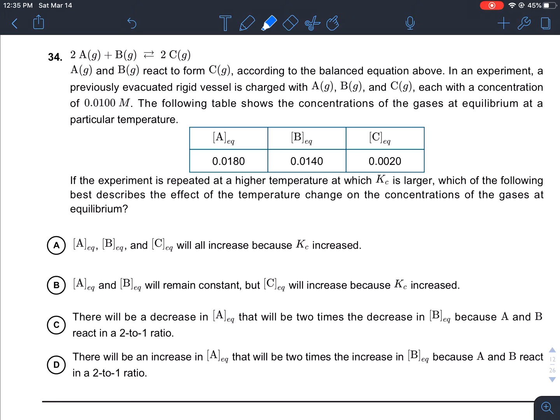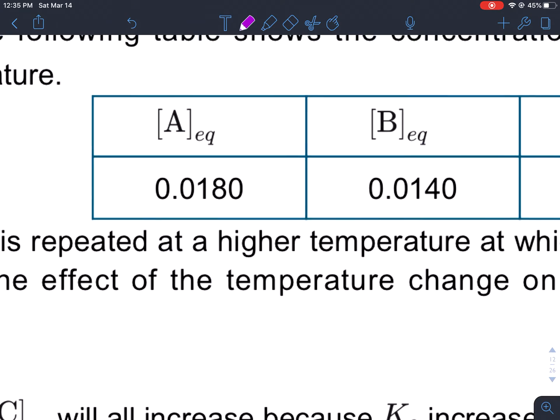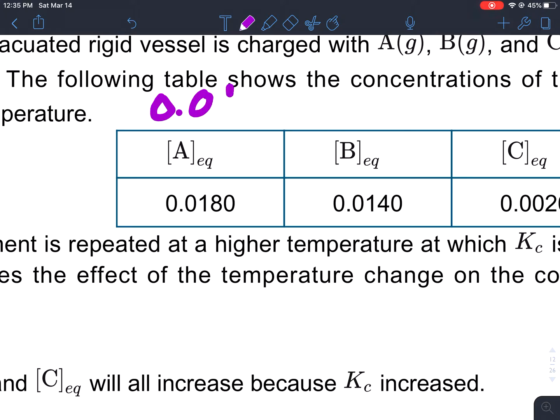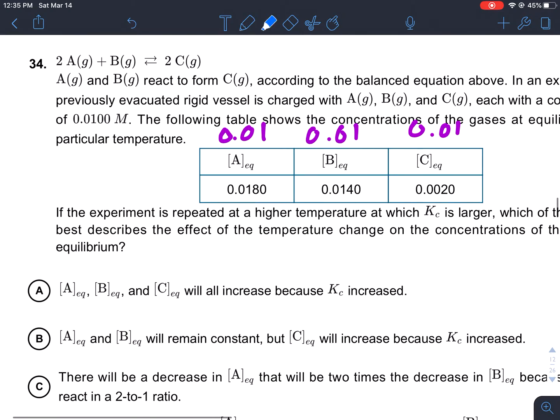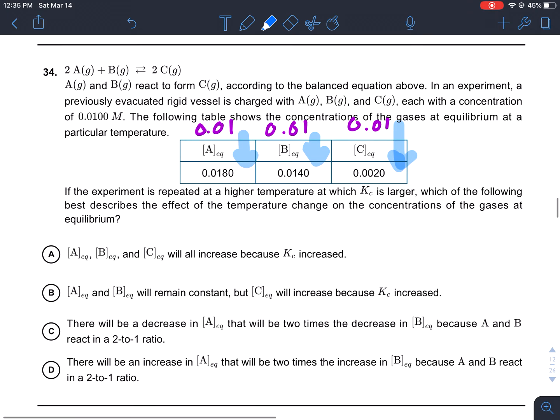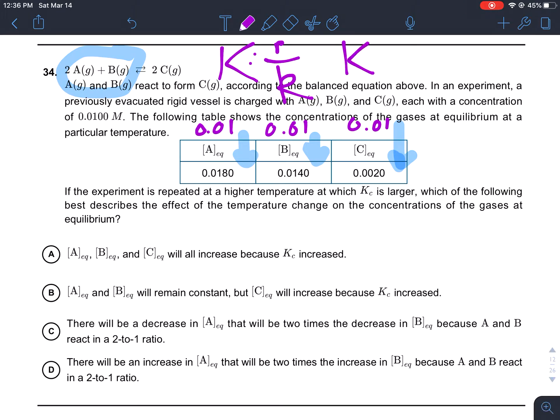Do you guys notice something? You initially had 0.01, 0.01, and 0.01. So what did you notice? Look at A and B. They both got bigger, yeah? But C got smaller. In other words, when we started with 0.1 of all of them and got to equilibrium, it went towards the reactant side. This is a reactant-favored reaction. Well, if you have more reactant than product at equilibrium, that means your K is less than 1.